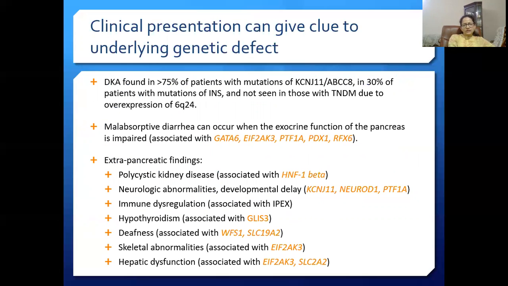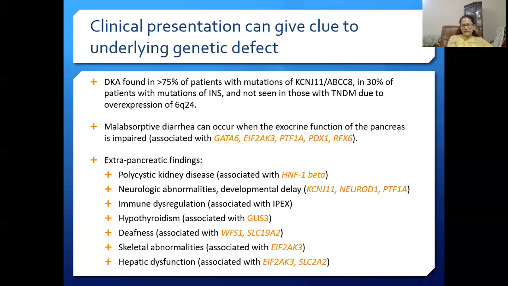Clinical presentation can give really important clues to the underlying genetic defect. If the baby has presented in DKA, then more chances are that this baby has mutations of KCNJ11 or ABCC8, and maybe insulin gene mutations. And typically DKA is not seen in babies with transient neonatal diabetes due to overexpression of 6q24.